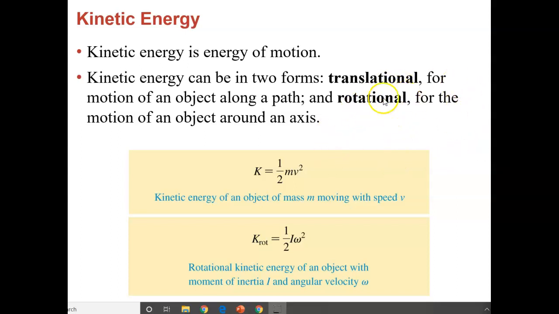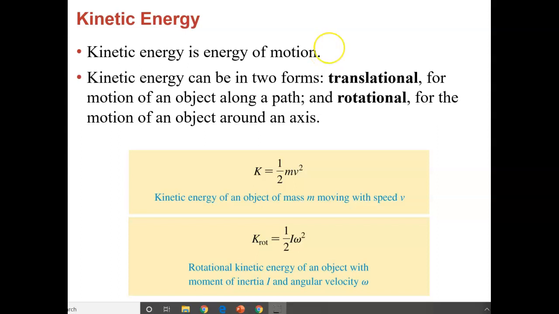So translational is just linear kinetic energy. And the formula for linear kinetic energy is 1/2 mv squared. Okay, so 1/2 mass times your velocity squared is your kinetic energy.